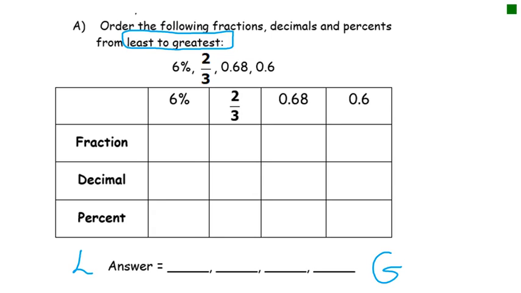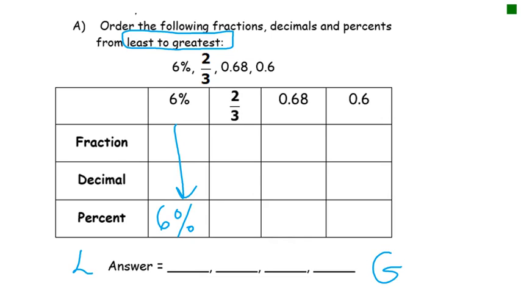The next thing we need to do is convert all of our values into percent form. So I'm looking at ordering the values 6%, 2/3, 0.68, and 0.6. My first value, 6%, is already in percent form. So I can simply carry that down to that bottom row and rewrite it, 6%. The next value, 2/3, is a fraction. I need to first convert that fraction to a decimal and then the decimal to a percent.